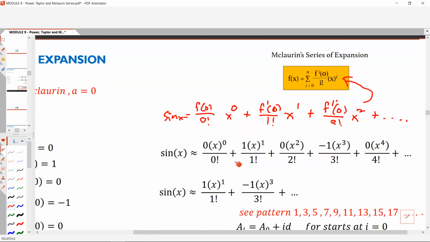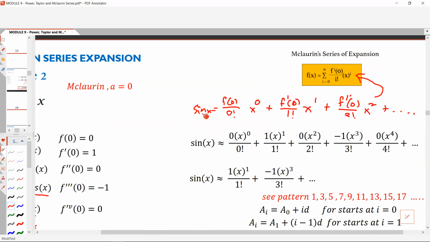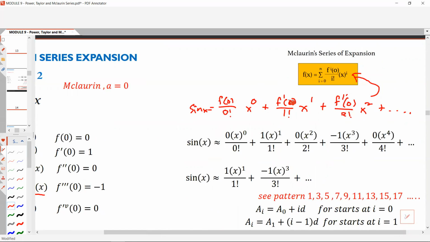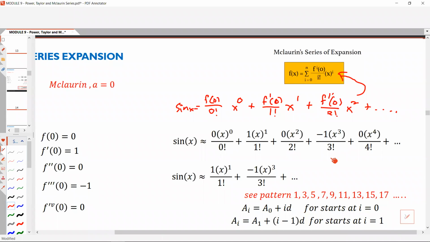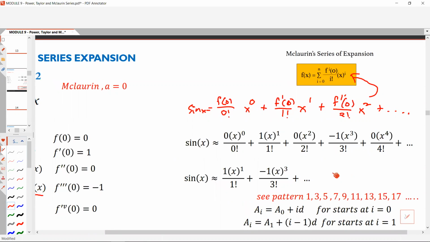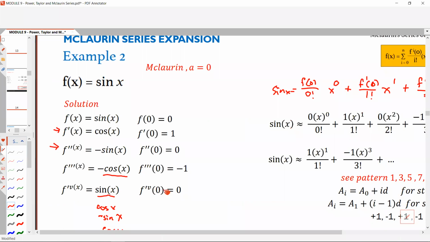Now substitute everything we got on the other side. F of 0 is 0 over 0 factorial, x raised to 0. Next is f prime of 0, which is 1 over 1 factorial, that is 1. Next is f double prime of 0, that is 0, times x squared over 2 factorial. Then next is negative 1 x cubed over 3 factorial, and the fourth derivative is 0, x raised to 4 over 4 factorial. We can stop here since you have already seen the pattern, it repeats.